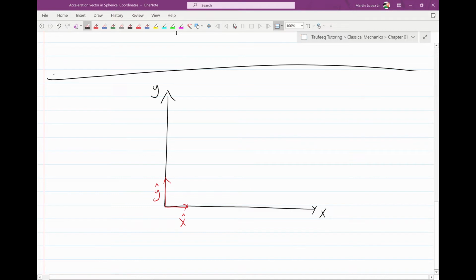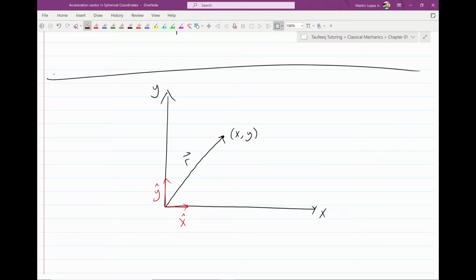And we have a position, some point here, P, which is a function of x and y. And we have a position vector, R vector, which is some linear combination of x hat and y hat. We're going to write that down explicitly in a second. But I just introduced unit vectors.